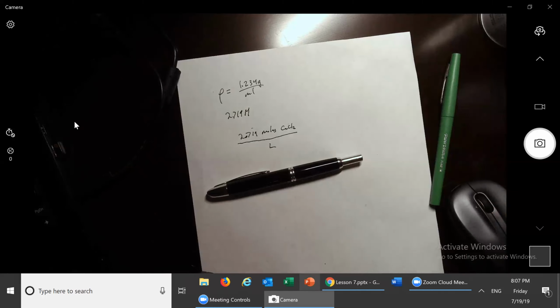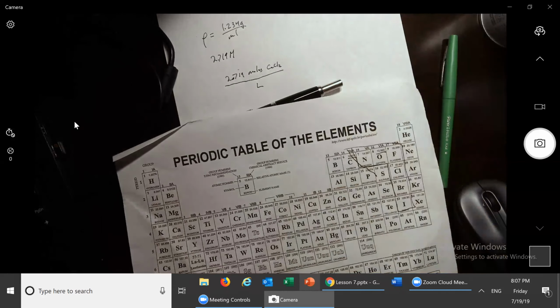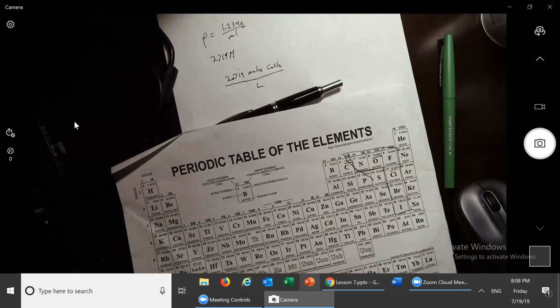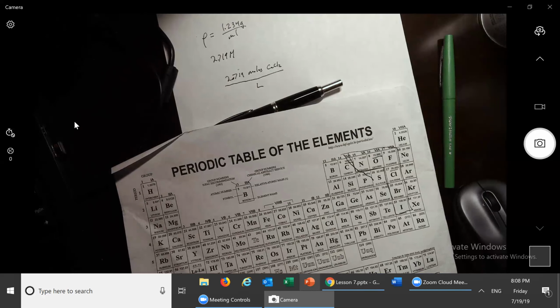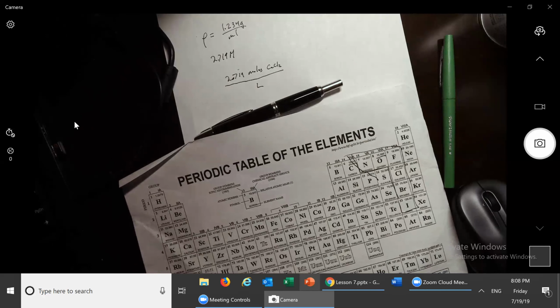So remember there are two chlorines. There's two chlorines, not one, right? It's CaCl2. So 110.9, I think that's right. Yep, that should be right.